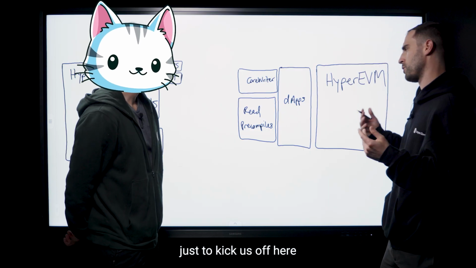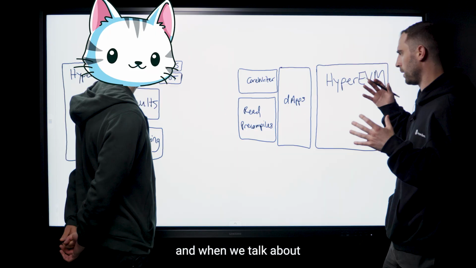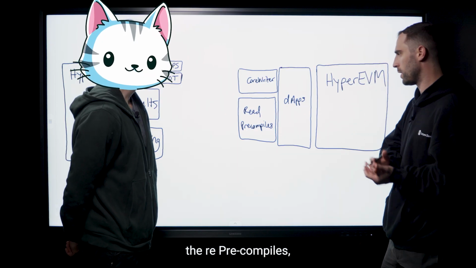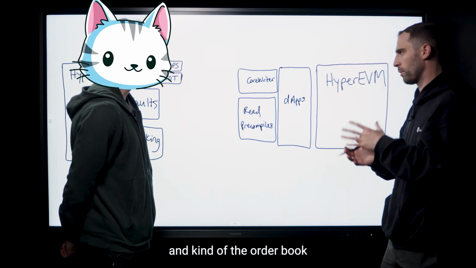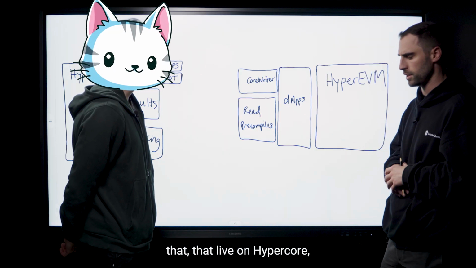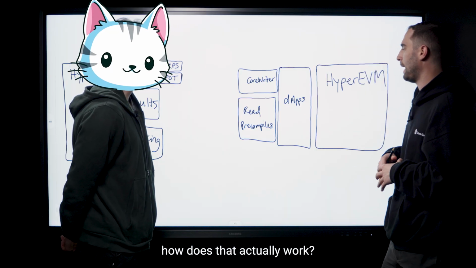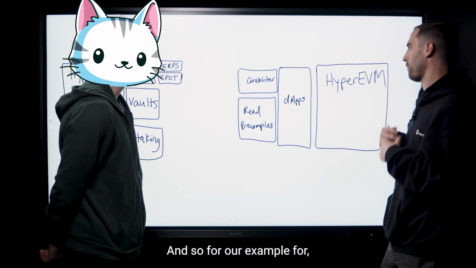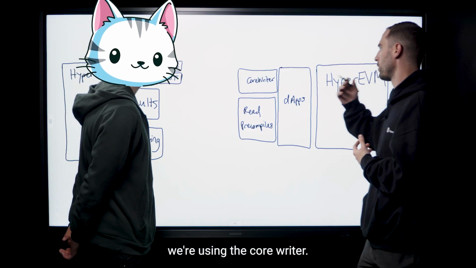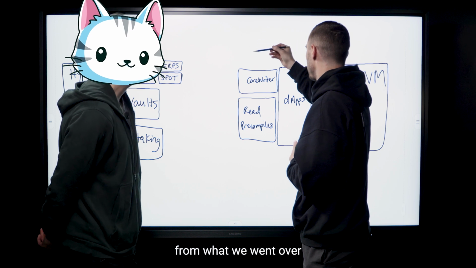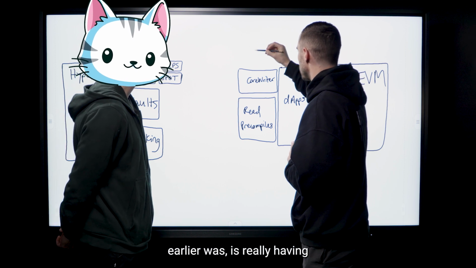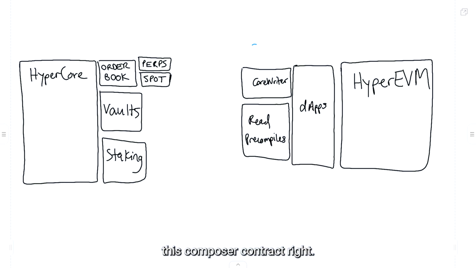And so just to kick us off here for LayerZero, when we talk about the core writer, the precompiles, and how the EVM interacts with Hypercore, and the order book, vault, staking, all of the applications that live on Hypercore, how does that actually work, right? For our example, for LayerZero, we're using the core writer. And what we're doing here with the OFTs from what we went over earlier is really having this composer contract, right?